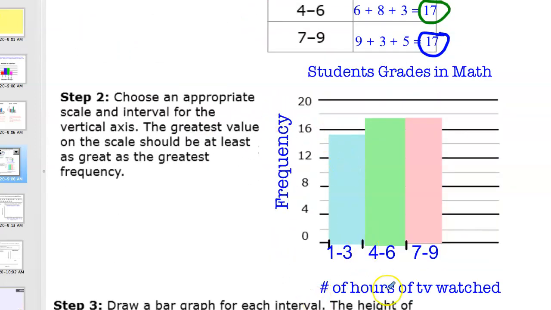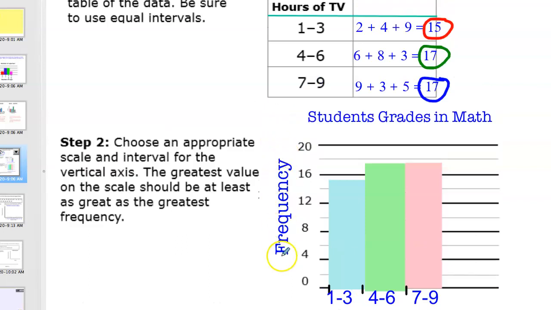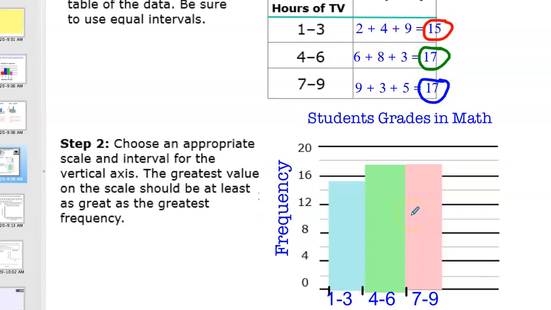You have to write your x-axis and your y-axis. Y is always frequency, how often it occurs. In this case, it's talking about how many students. Your x-axis in this case is number of hours of TV watched. Remember, these are ranges of numbers which were given. And then you just have to create your bars. They do have to be the same width, so I tried my best to create the same width bars. I went up to 15 because 15 students watch between 1 to 3 hours of TV. 17 students watch between 4 and 6, and 17 students watch between 7 and 9.